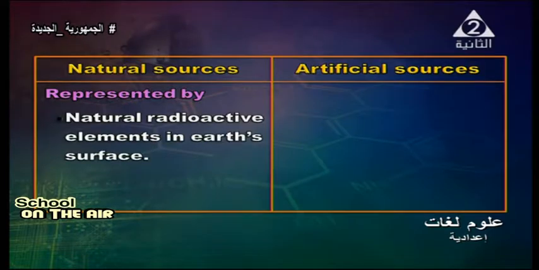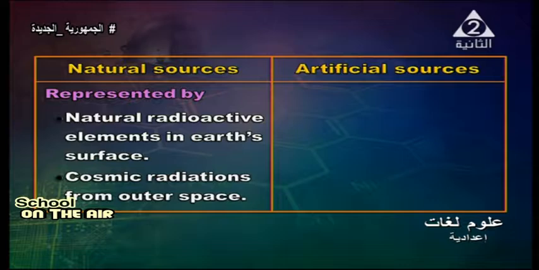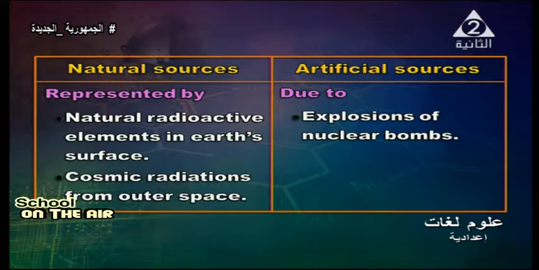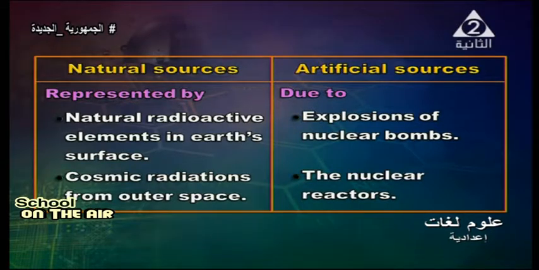Another comparison is between sources of radiation. There are two sources of radiation, natural source and artificial source. The natural source is represented by natural radioactive elements on Earth's surface and cosmic radiation from outer space, but the artificial source is due to the explosion of nuclear bombs and nuclear reactors.